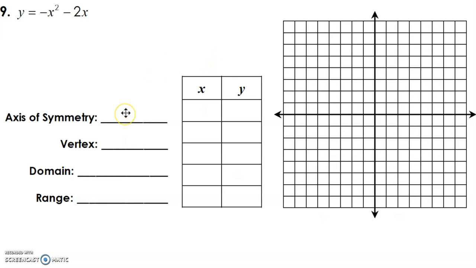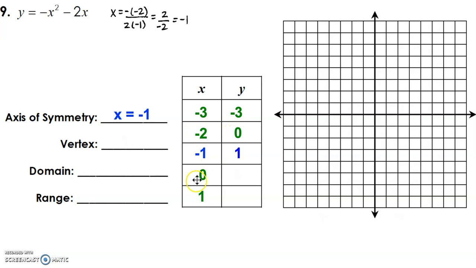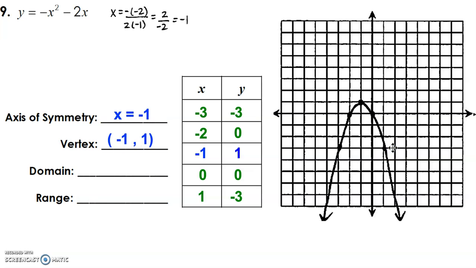Next example, -b over 2a gives me -1 for my axis of symmetry. When I plug that back in for the y value, I get +1. Values on either side, -3 gives me -3, -2 gives me 0, 0 gives me 0, 1 gives me -3. So my parabola looks like this. My domain is all real numbers, and my range is everything smaller than or equal to 1.